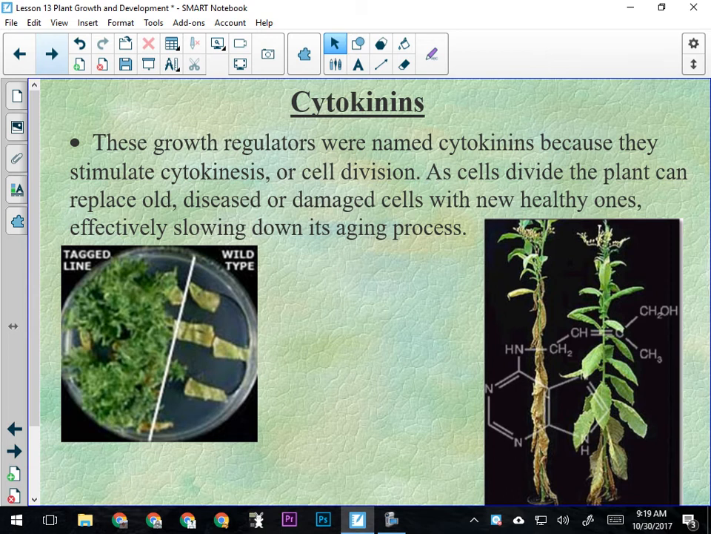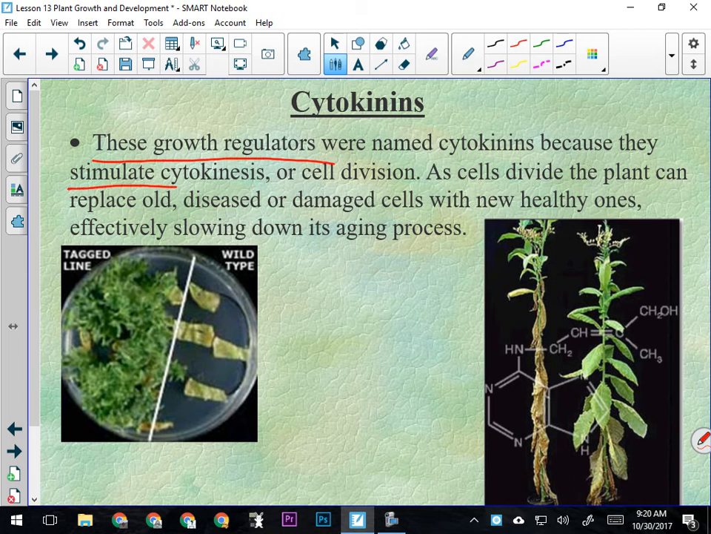And here you can see lots more leaf growth. Whereas here we can see the natural aging of the plant, right? And leaves that are below start to fall off and die and things like that. Okay, so cytokinins cause cell division. So they stimulate cytokinesis or cell division.